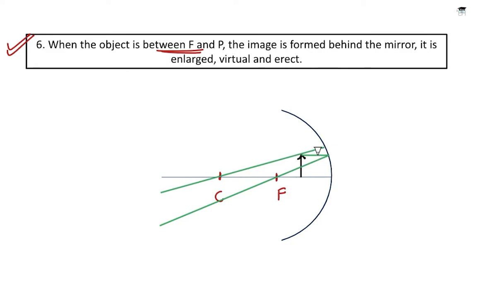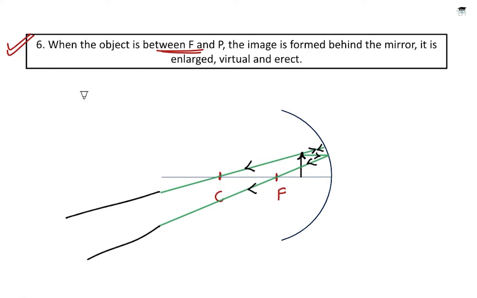So let's mark the direction. This ray starts from here, goes in this direction, then gets reflected, now moving in this direction. The second ray starts from here, goes in this direction, then gets reflected back and moves in this direction. So these are our reflected rays. These reflected rays are diverging, which means they're never going to meet. They're going to go in this direction like this, and they're never going to meet at any point.